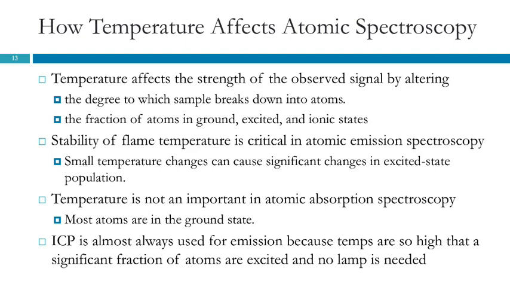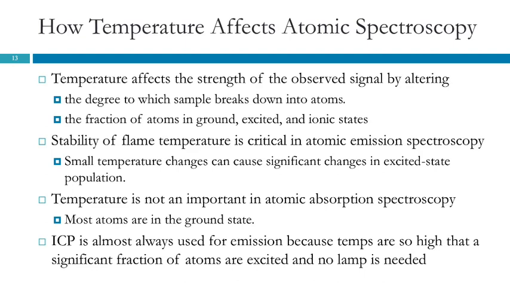So in atomic emission spectroscopy, the stability of the flame temperature is very important because the emission spectroscopy depends on looking at the atoms that are in the excited state emitting energy. And the fraction of atoms in the excited state is relatively low. So a small change in temperature can cause a significant change in the fraction that are in this excited state, and then that can affect your signal.